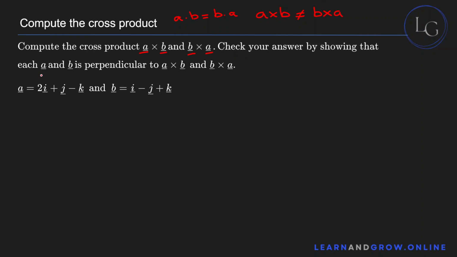It says now we have to check the answer by showing that each A and B is perpendicular to A cross B and B cross A. As you know, the resultant vector of a cross product is perpendicular to the plane of the vectors that the cross product is being taken of. So the resultant vector of A cross B will be perpendicular to the plane AB.